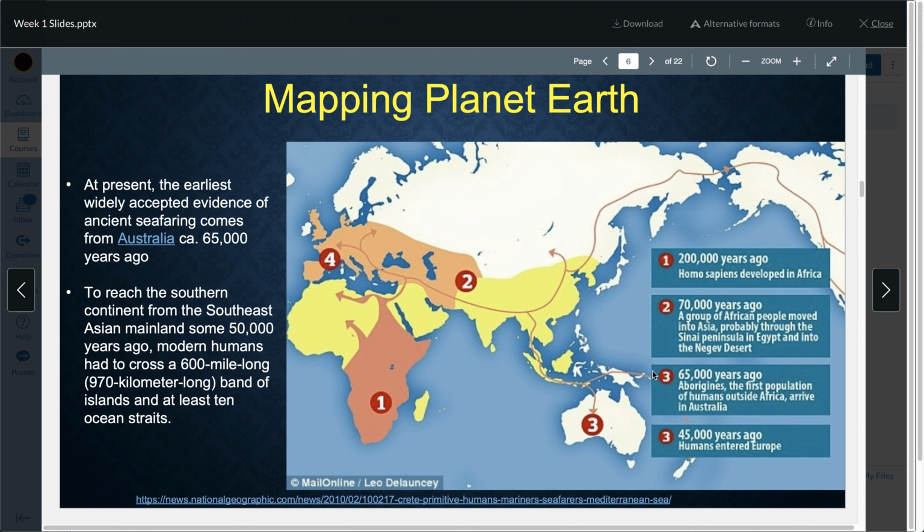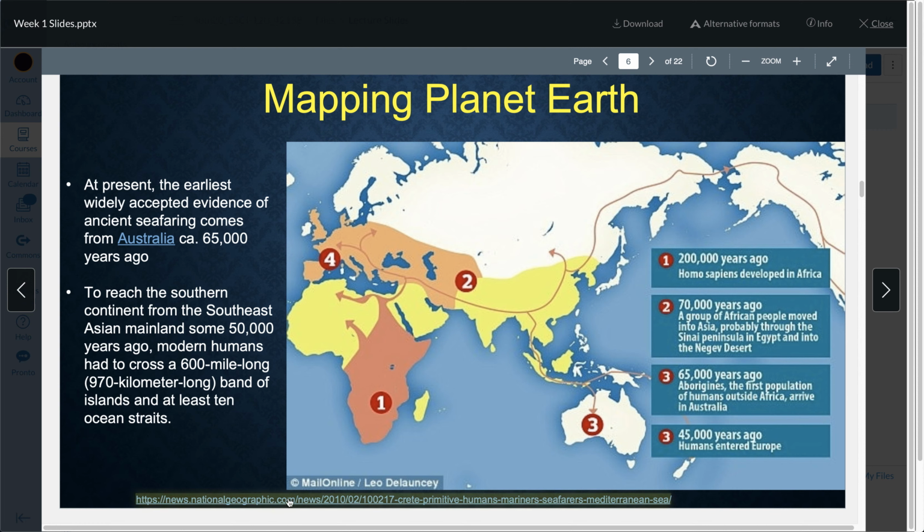And then at around 65,000 years ago, there's the evidence of the Aborigines, which was the first population of humans outside of Africa, and they arrived in Australia. So in order for them to have traveled this distance to reach that continent from the Southeast Asian mainland, they had to go across a 600-mile long band of islands and at least 10 ocean straits, which, if you think about it, is a pretty remarkable feat for that time period. And so I also want to stress that this is the best evidence we have, 65,000 years ago.